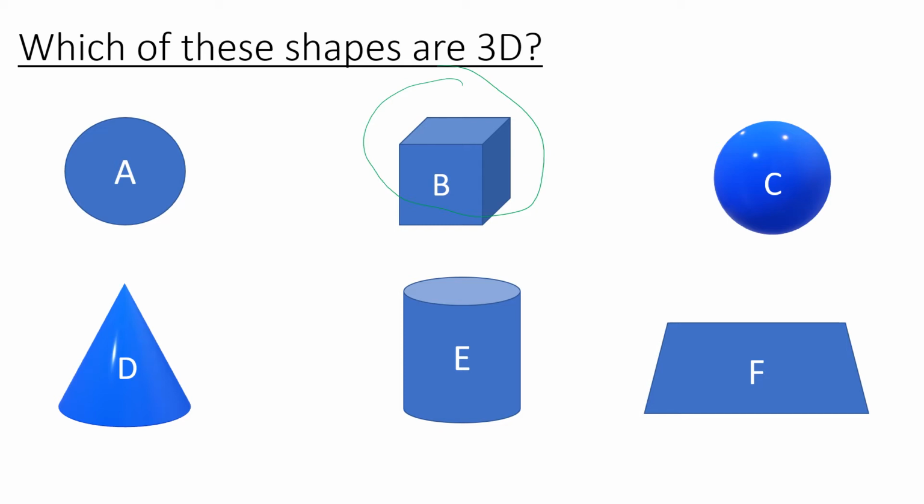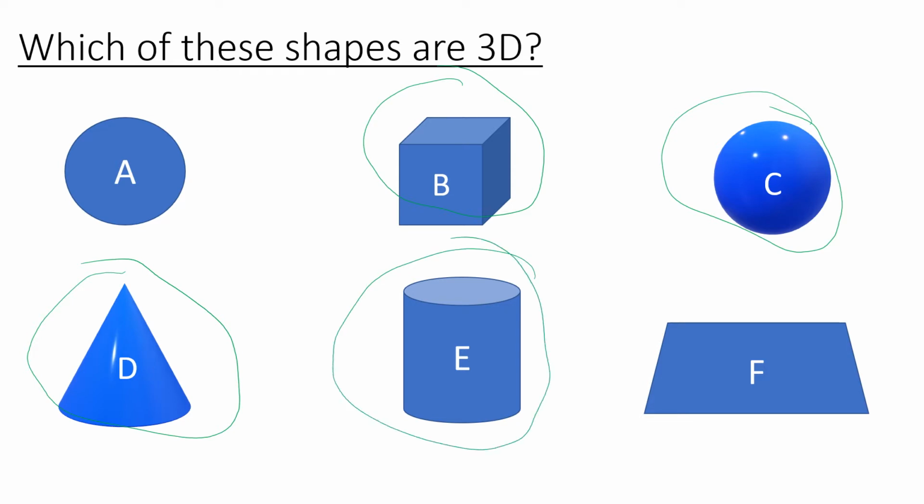The next one, look closely, is C. Hopefully you can see the difference. Sometimes it can be a little bit difficult with this particular shape. A is a circle, it's flat, but if you look carefully you can kind of see from the light, C is 3D, it's actually a sphere like a ball. So that is 3D. The next one is D, that is 3D. And finally E, that is also 3-dimensional. It's got a height, a width and a depth. F is flat, it's a 2D shape. Well done if you picked those. So B, C, D and E.